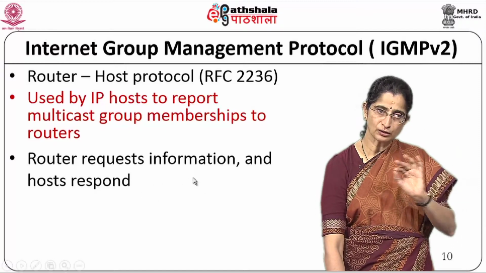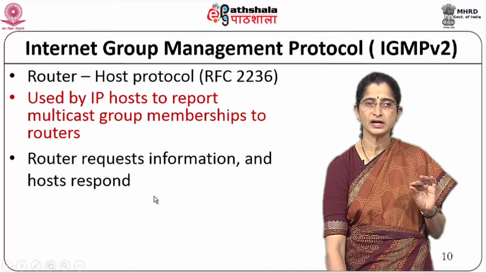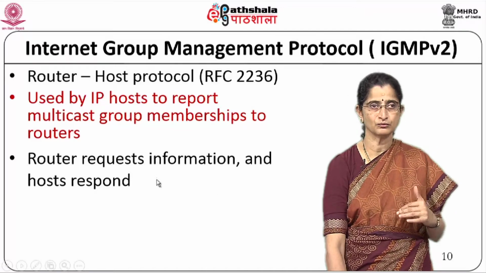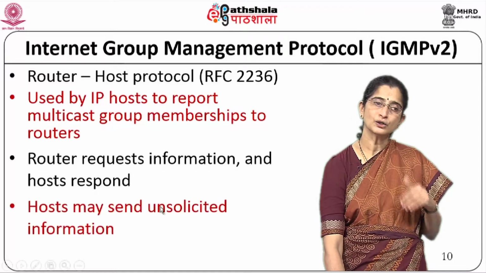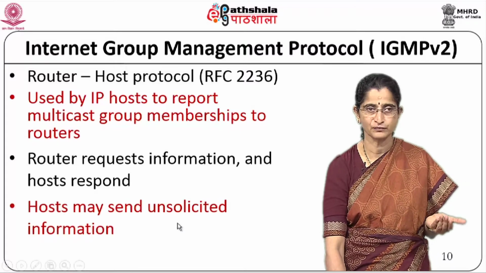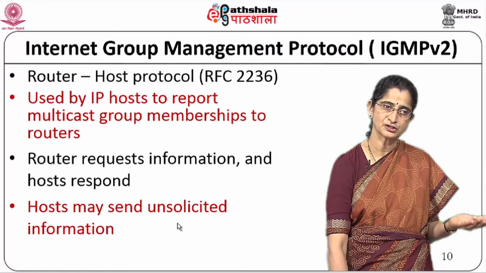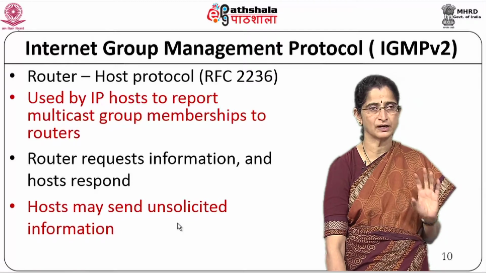Now, in order to talk to the host, the router will request information from the host and the host will respond to find out which groups they belong to and what information they are interested in. The host may also send unsolicited information, that is, even without the router asking for it. The host may send the information to the routers. All these will have to be supported as part of the IGMP protocol.